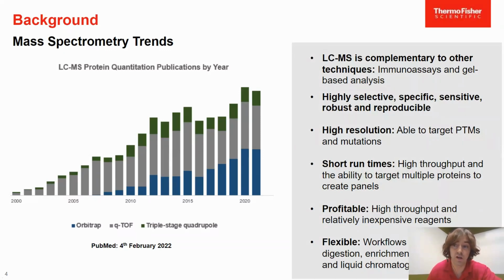Workflows are very flexible and are able to include numerous steps such as digestion, enrichment, and affinity capture, all of which, when combined with LCMS, allow for incredibly low detection limits of targeted proteins. These workflows also involve very short runtimes, down to a few minutes, which creates high throughput. The ability to target multiple proteins within one run allows us to create panels, and this allows methods which are highly profitable due to the high throughput and their relatively inexpensive reagents.